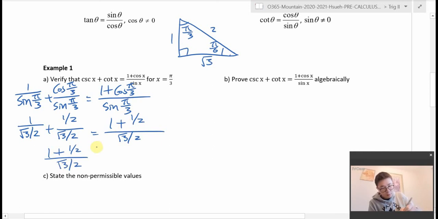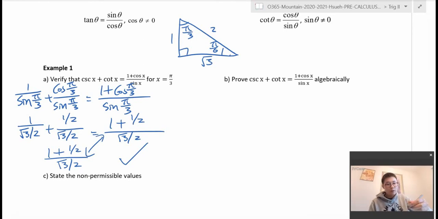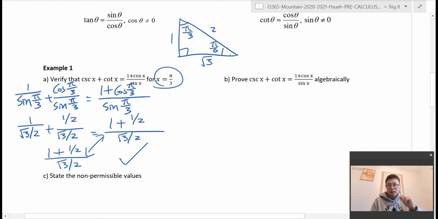And that's exactly what we see on the right. So they are definitely equal to each other. Okay, so again, we verified that this is true for this angle only. Okay, that's not a proof.